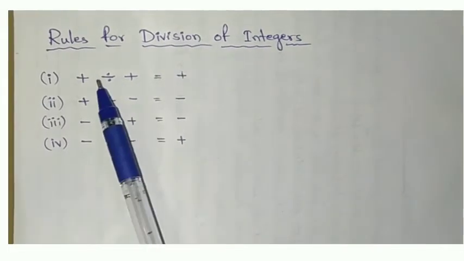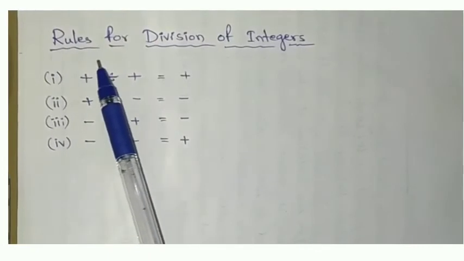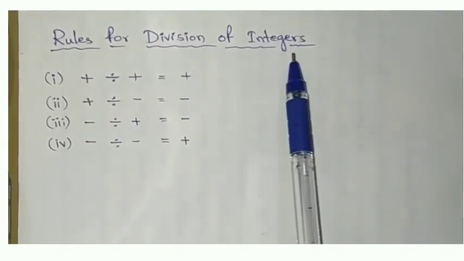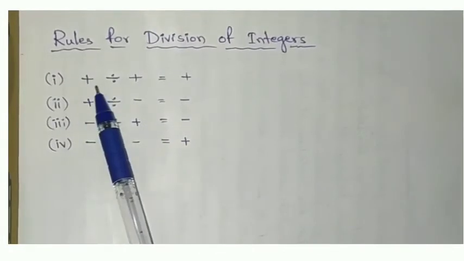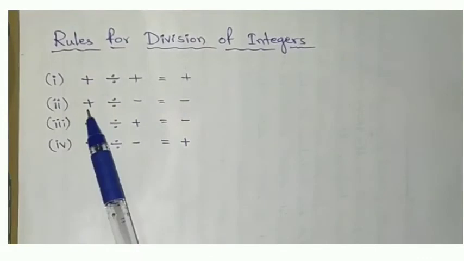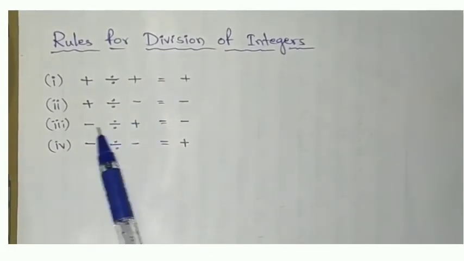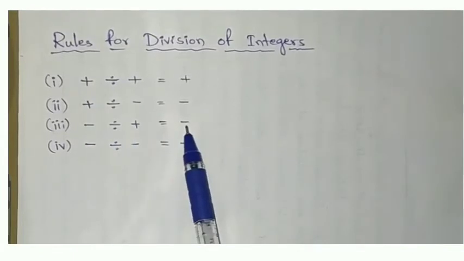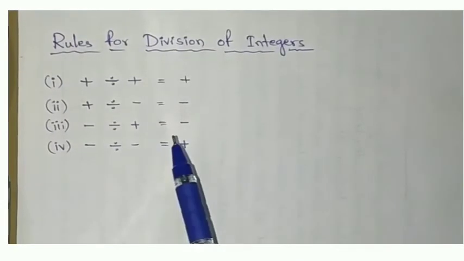Now I am going to discuss division of integers, and in that, some rules for division of integers. Here, same sign divisions: plus divided by plus always will get plus, plus divided by minus will get minus, minus divided by plus will get minus, minus divided by minus will get plus. So it is almost similar to multiplication.